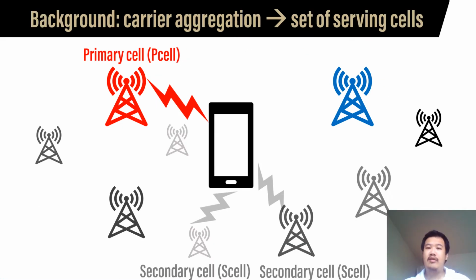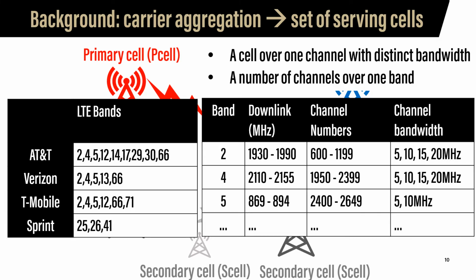To better understand cell selection, I would like to introduce another technology called carrier aggregation, which makes cell selection more complicated. Carrier aggregation is enabled in 4.5G LTE Advanced and beyond to boost the data speed. It allows more than one cell to serve the mobile device. There is one primary cell, which is mandatory, and there are several secondary cells, which are optional. Each cell runs on one frequency channel, which is associated with distinct central frequency and channel bandwidth. Each channel belongs to one LTE spectrum band.